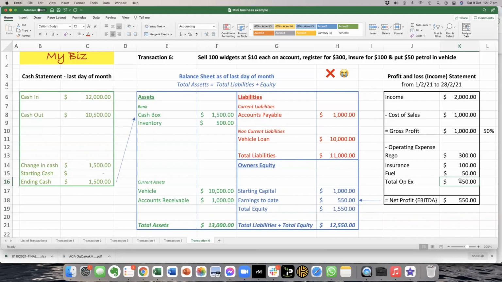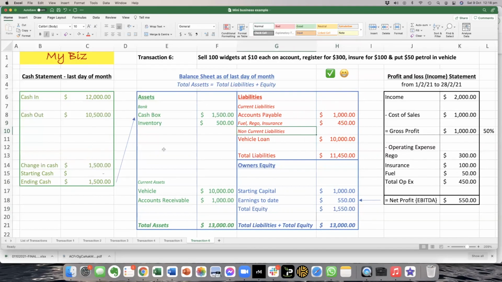Now, guess what? You'll notice that we're out of whack over here again. So what we need to do is add in the vehicle expenses here. Okay, now these are current liabilities. So we're going to put in here fuel, rego, and insurance of $450. And you'll see we've come back into balance again.